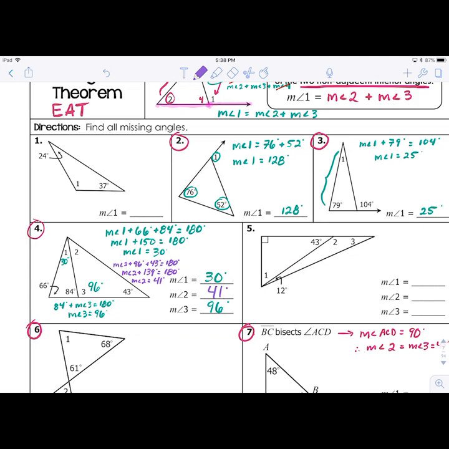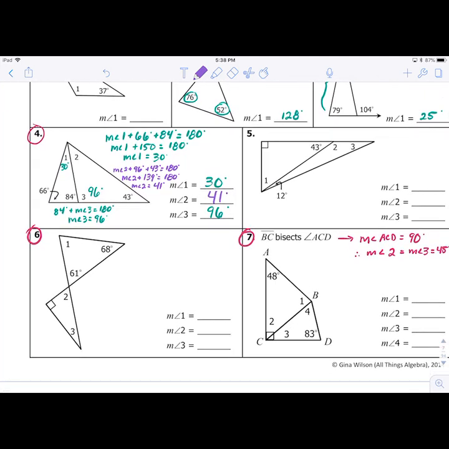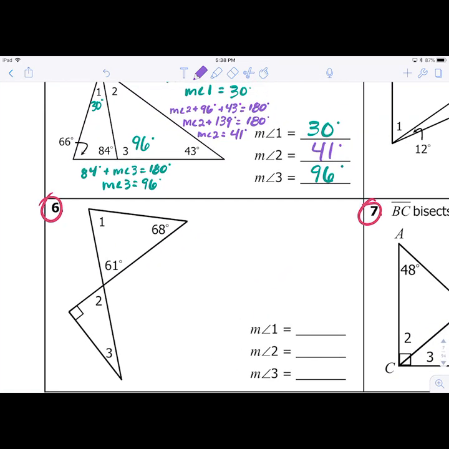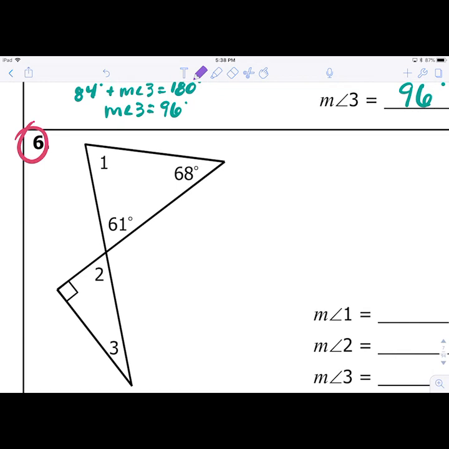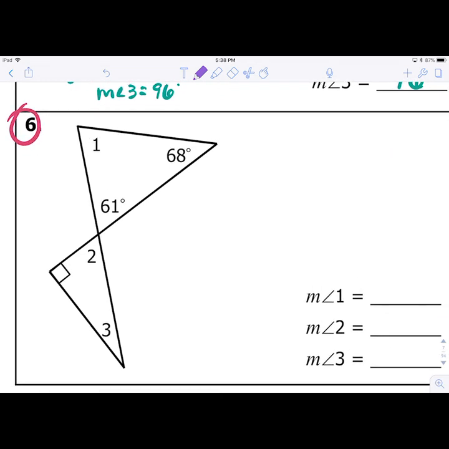All right. Number 6. What do we notice right off the bat of number 6? We got two triangles, okay? And these two triangles, they share a vertex. They're kissing triangles. So what do you know already right off the bat? Kissing triangles create vertical angles. So what two angles are vertical? The 61 degrees and this angle 2, which is unknown, quote unquote.